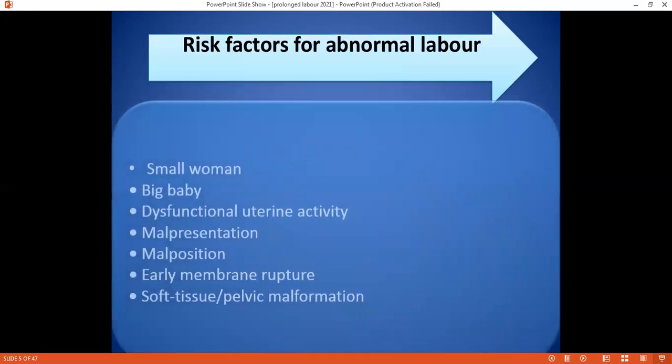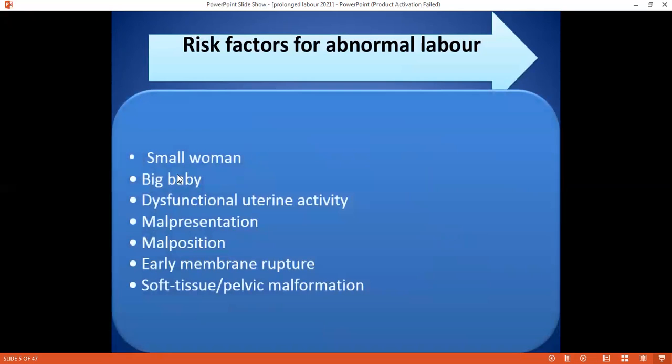Risk factors for abnormal labor: when the woman is small, so that the pelvis is small; when the baby is big; when there is dysfunctional uterine activity. Efficient uterine contractions are 3 to 4 contractions in 10 minutes, each lasting 40 to 50 seconds. If there is irregular or suboptimal uterine activity, this is considered dysfunctional. Also malpresentation and malposition.